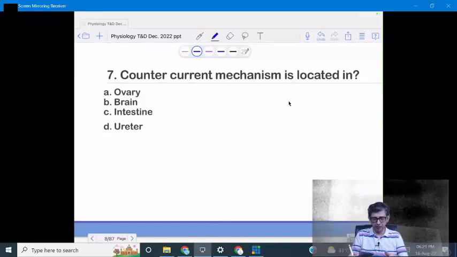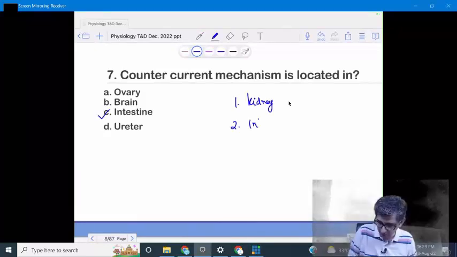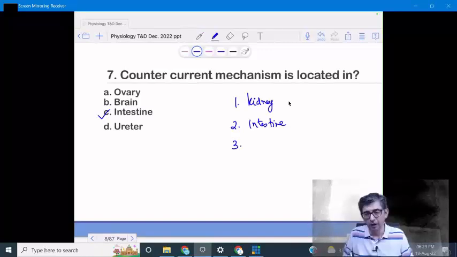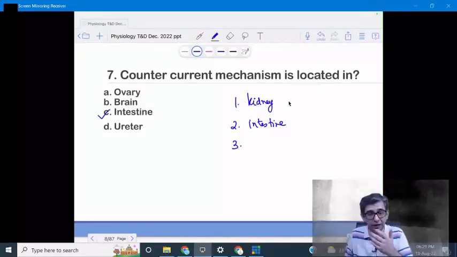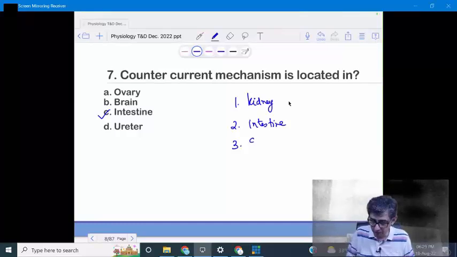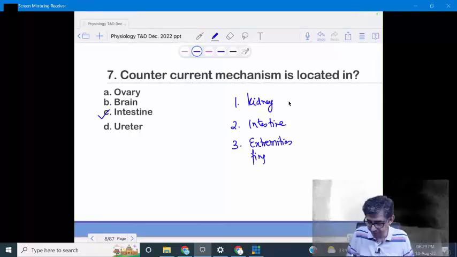So where does countercurrent mechanism occur? It occurs in the kidney and also in the intestine, where it facilitates absorption. In the kidney, it is mainly for solute exchange. In the intestine, the purpose is again the same. The solutes would be getting absorbed. Apart from this, countercurrent mechanism is also present in the extremities, mainly in the fingertips. And the main objective is heat loss.